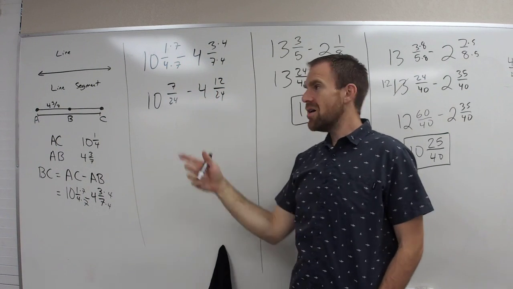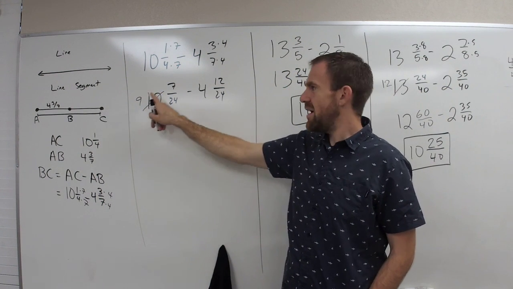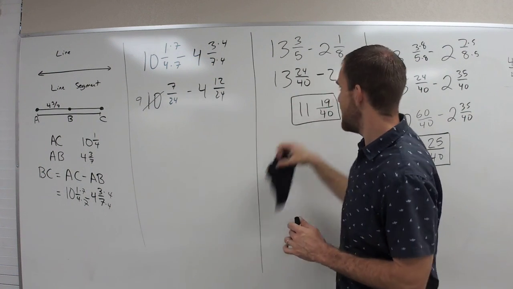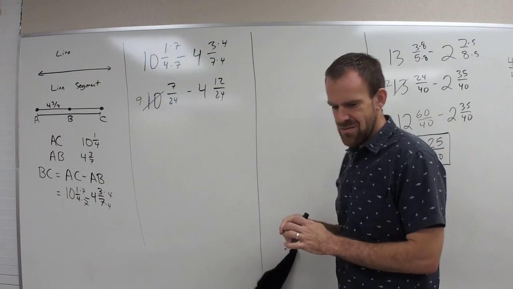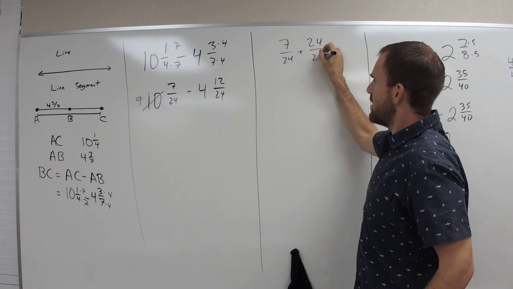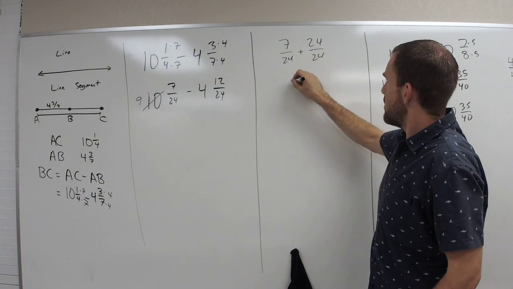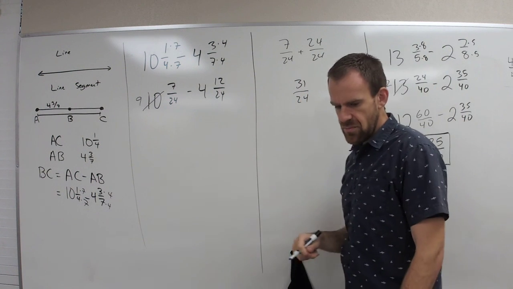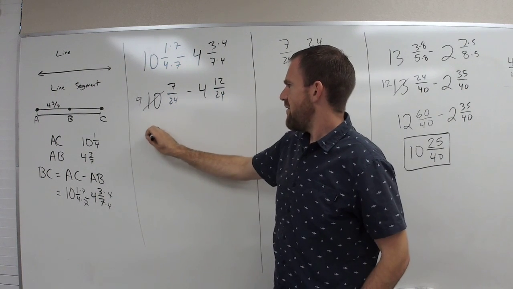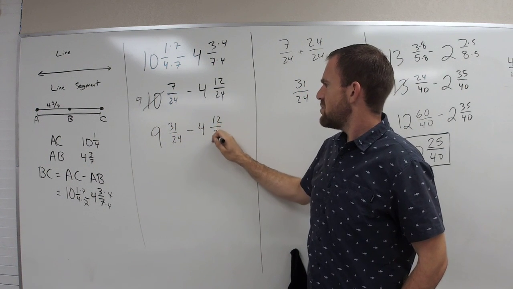Now 7 is too small to subtract 12, so I have to borrow from the 10. If I borrow 1, that's the same as 28/28. I'm adding over here off to the side, just showing my work, 28/28 because I borrowed 1 here. When I do that, I get 35/28. Okay, you guys see that all right? It's a little funky. So I'm going to bring that back. I have 9 and 35/28 minus 4 and 12/28.